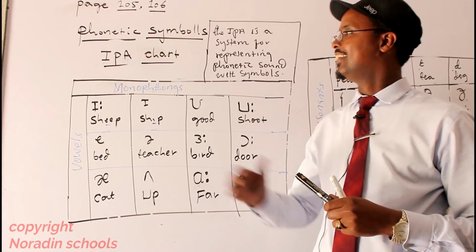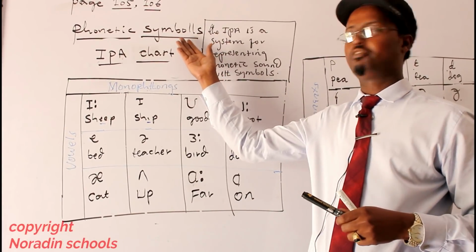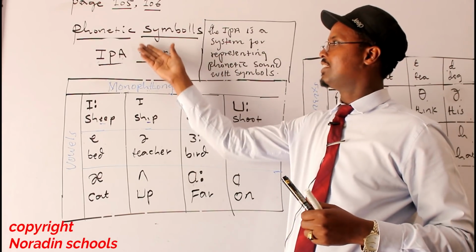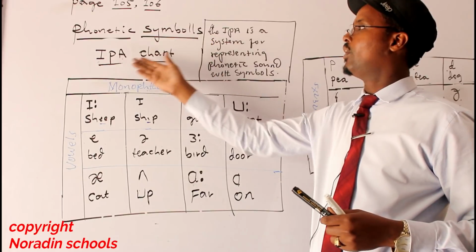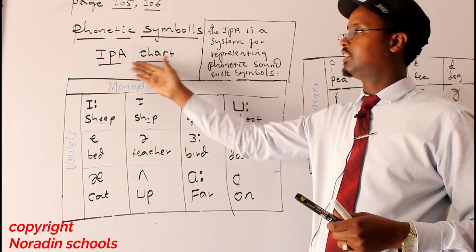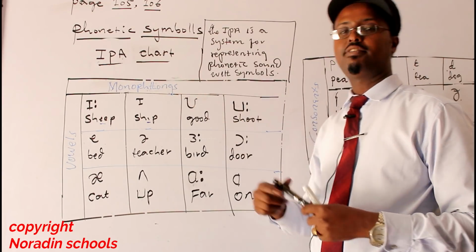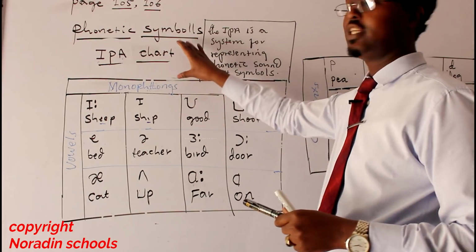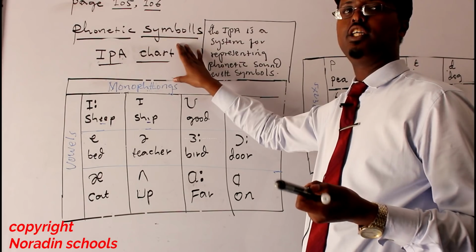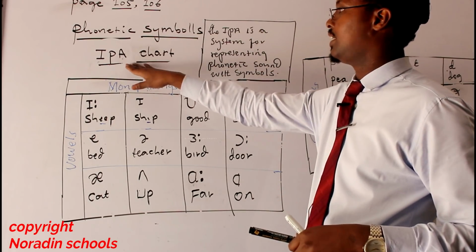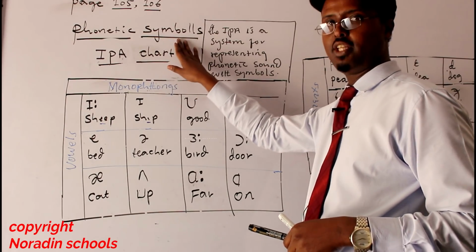Good morning. Today we'll be studying the phonetic symbols. I think a lot of you are now asking, what is a phonetic symbol? And what is an IPA chart? International Phonetic Association. Today's lesson is all about pronunciation. Before we start, what's an IPA and what's a phonetic symbol?